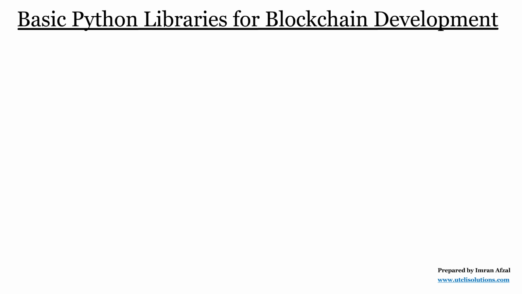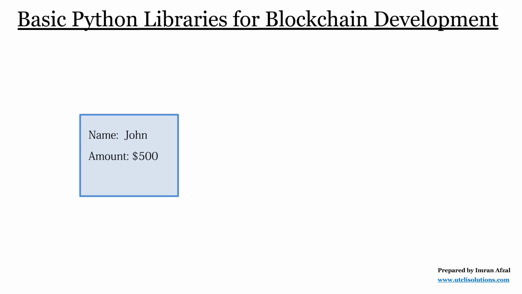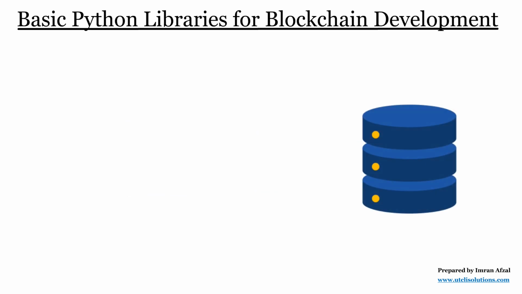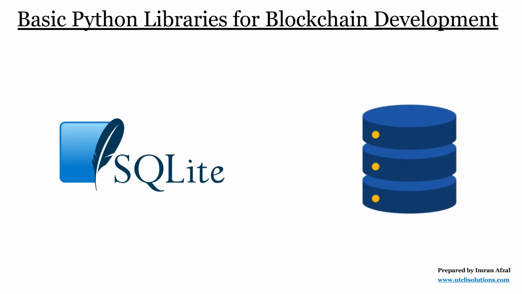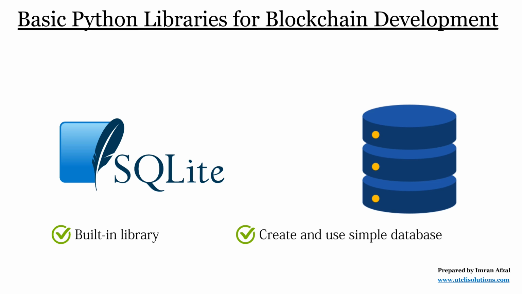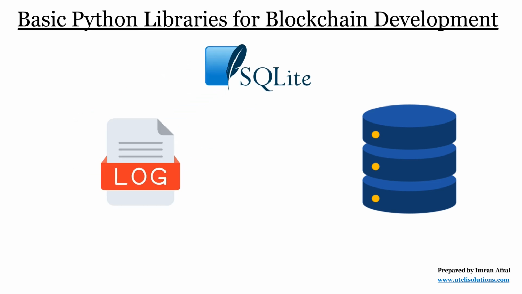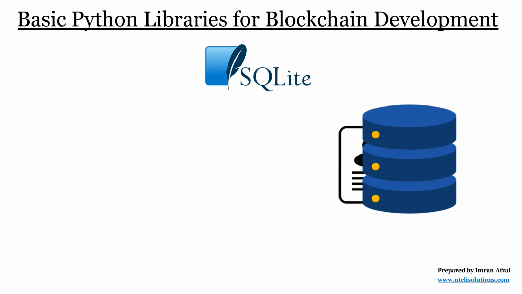If we want to store extra information in a local file or small database, we can use SQLite 3. SQLite 3 is a built-in library in Python that helps us create and use simple databases. It is helpful when we want to store logs, user info, or settings in a small project.